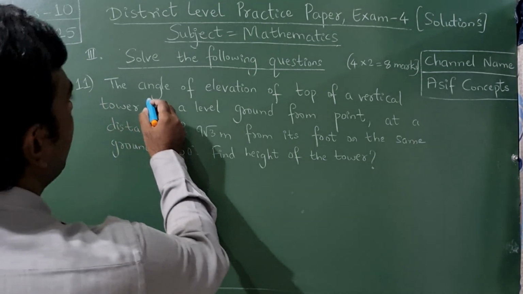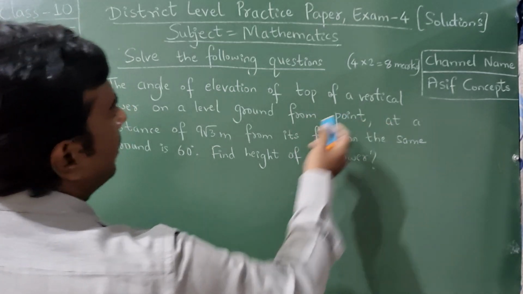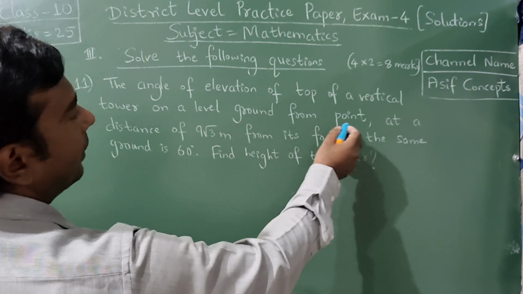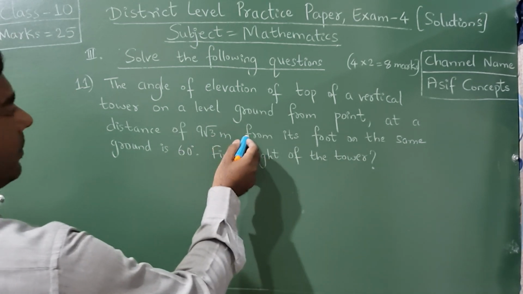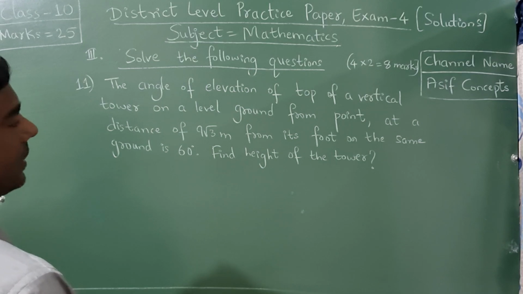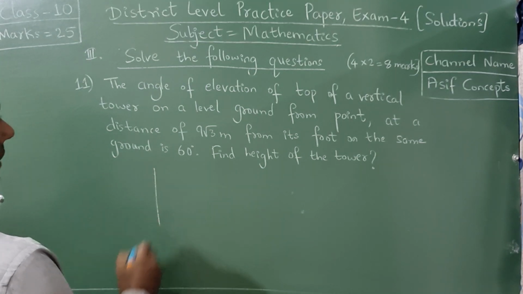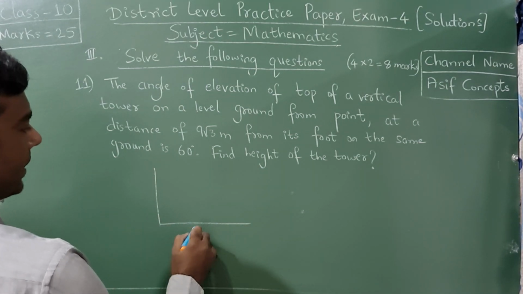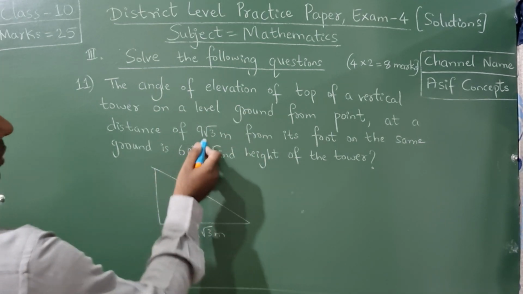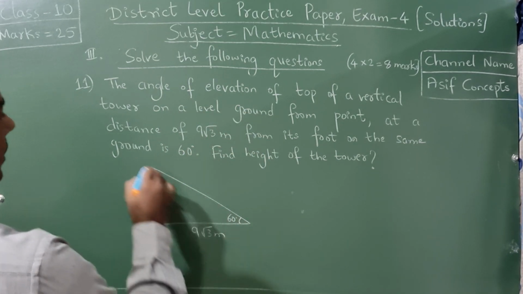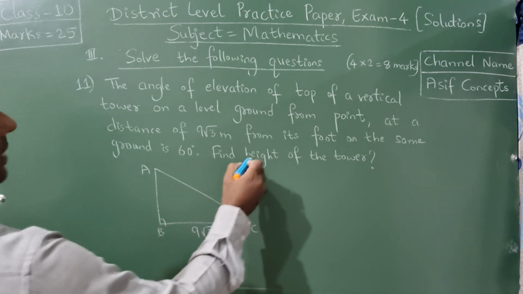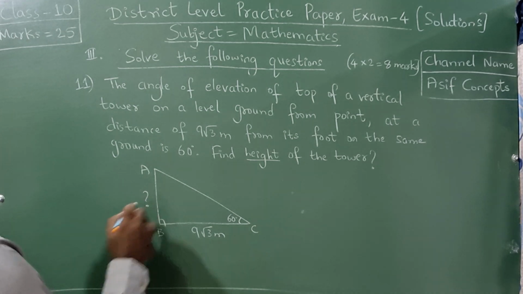Now 11th question is, the angle of elevation of the top of a vertical tower on a ground level from a point at a distance of 9 root 3 meter from its foot on the same ground is 60 degree. So let us consider this as a tower. This is 9 root 3 meter and the angle of elevation is from here. So how much is it? 60 degree. So again I am going to consider A, B, C values. They are asking what is the height of the tower. So we need to find this.